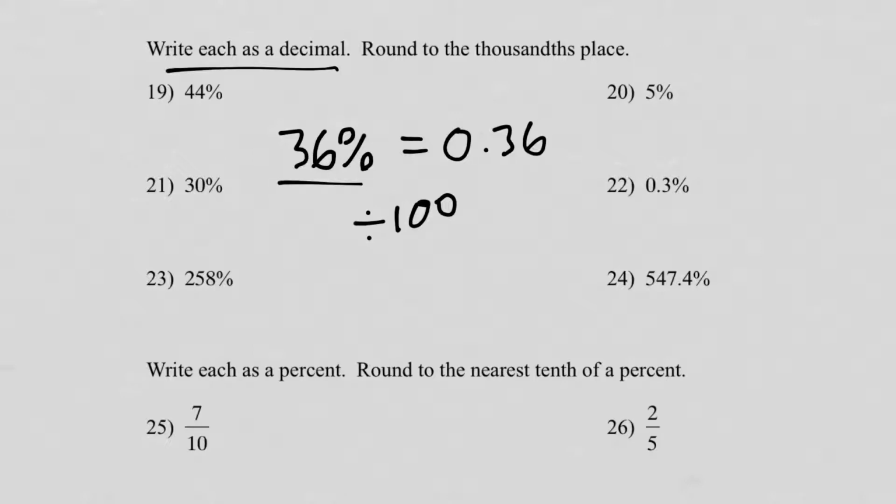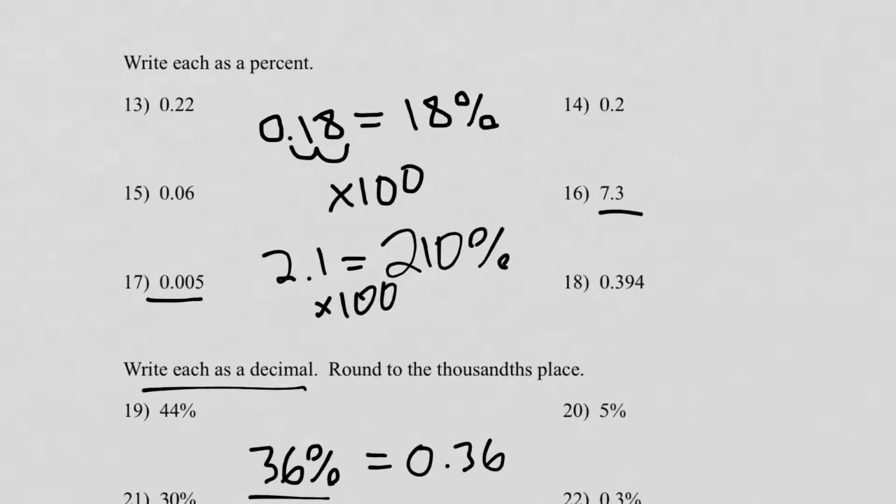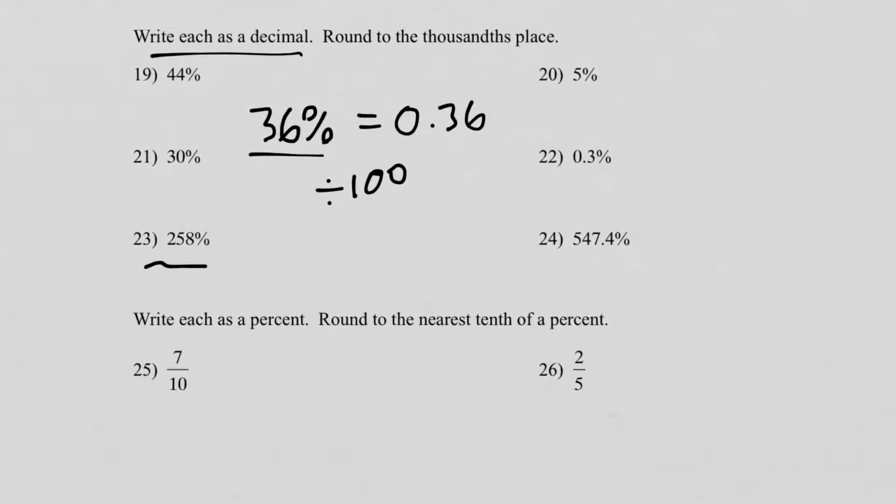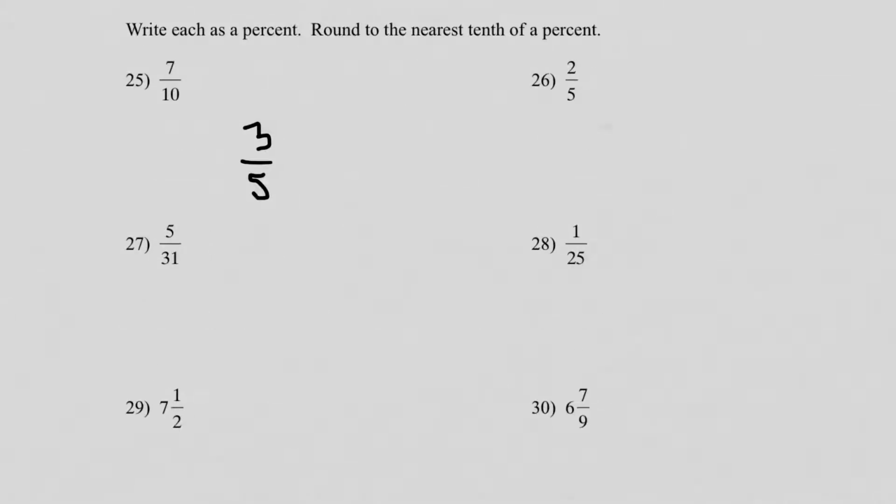It's the same process with everything else. If I divide 258% by 100, I'm going to get 2.58, and so on. I don't think there's anything else that we need to cover here other than multiplying by 100 to get from a decimal to a percent, and dividing by 100 to get from a percent back to a decimal. Very similar operation with fractions. Fractions is just another way to write part of a number. So a decimal represents part of a whole, and so does a fraction.